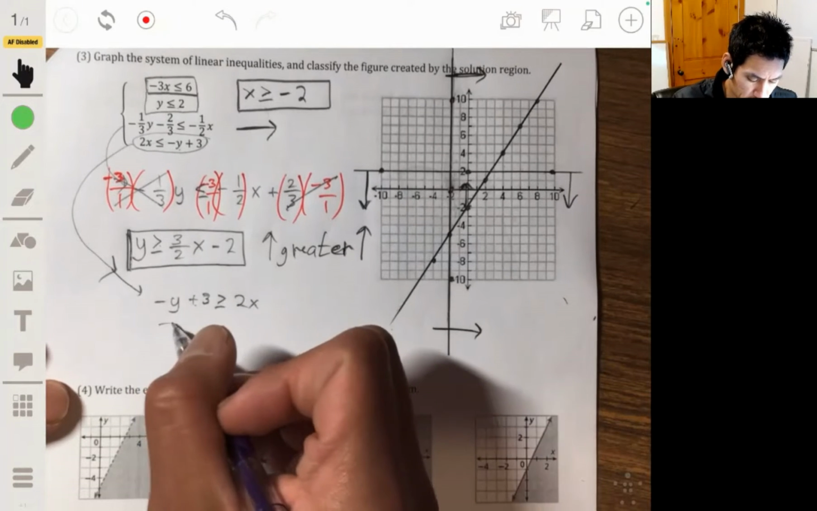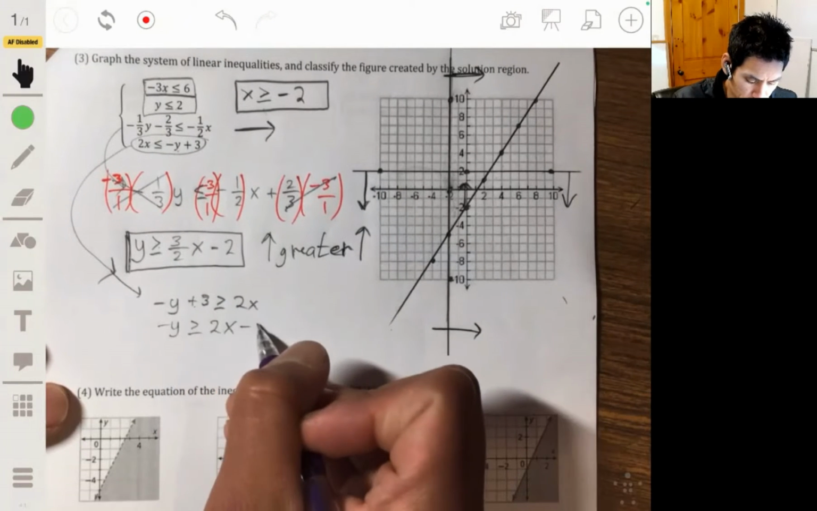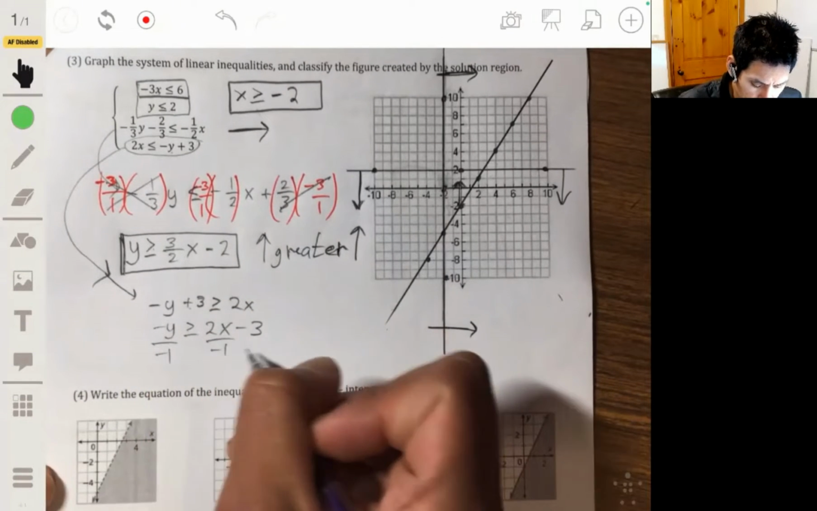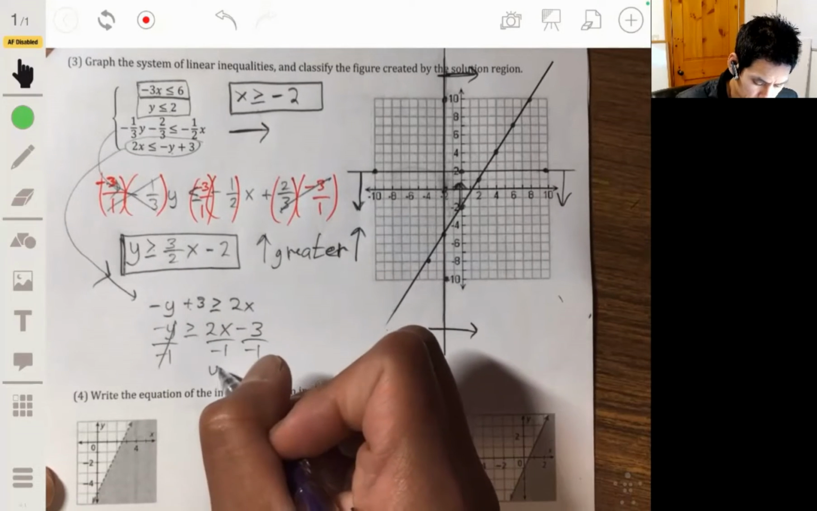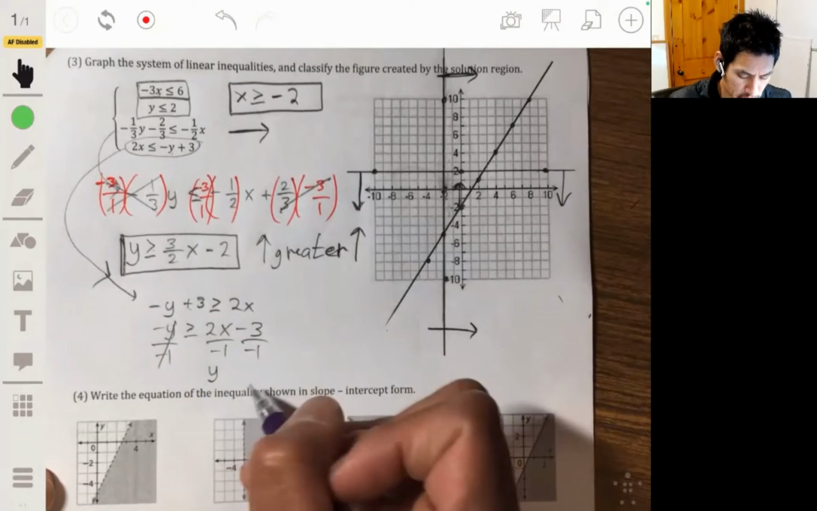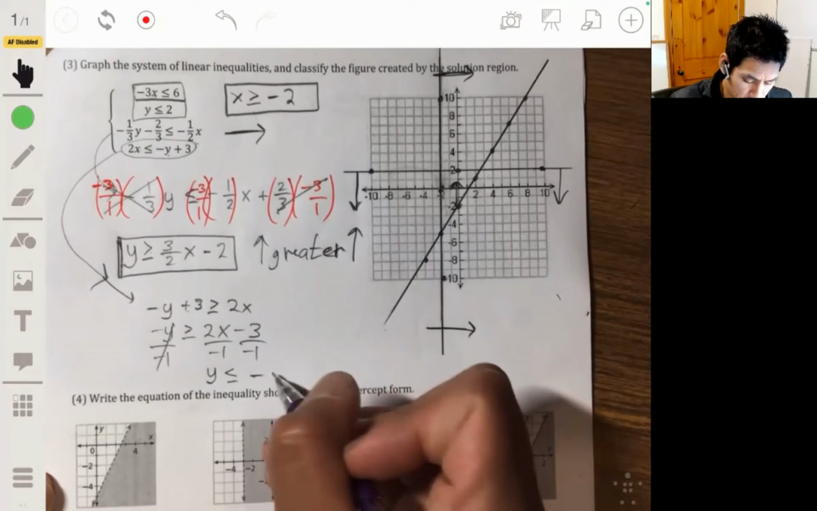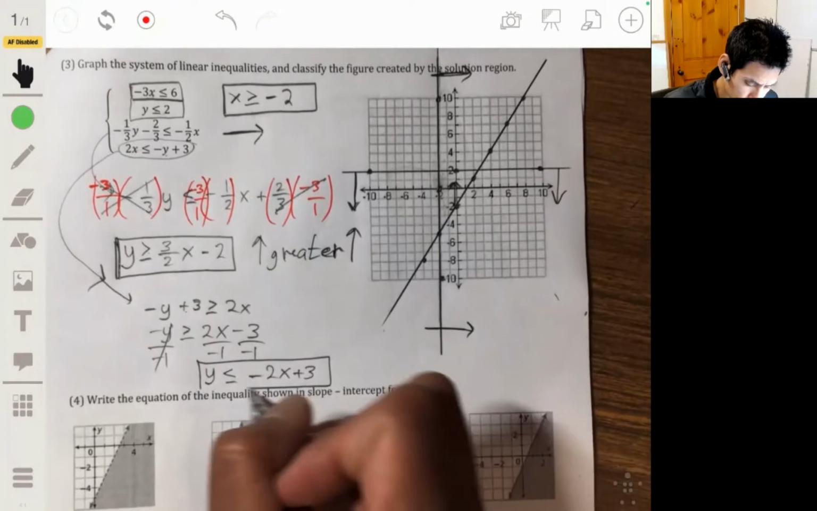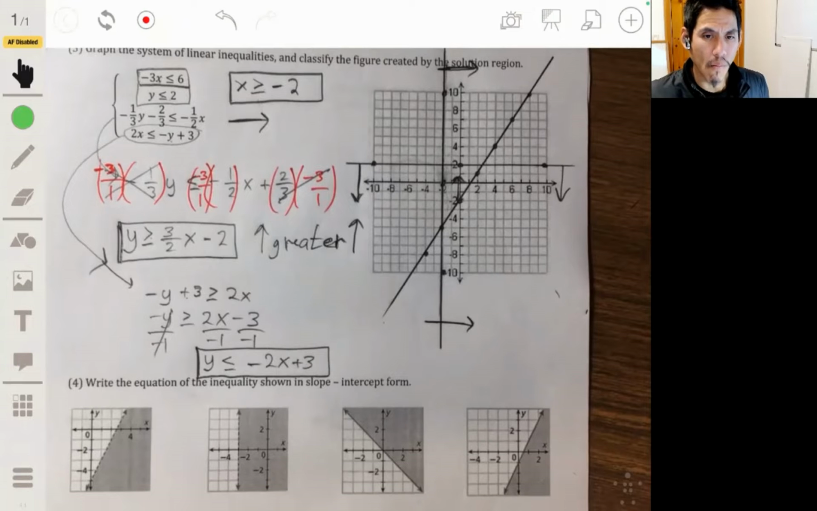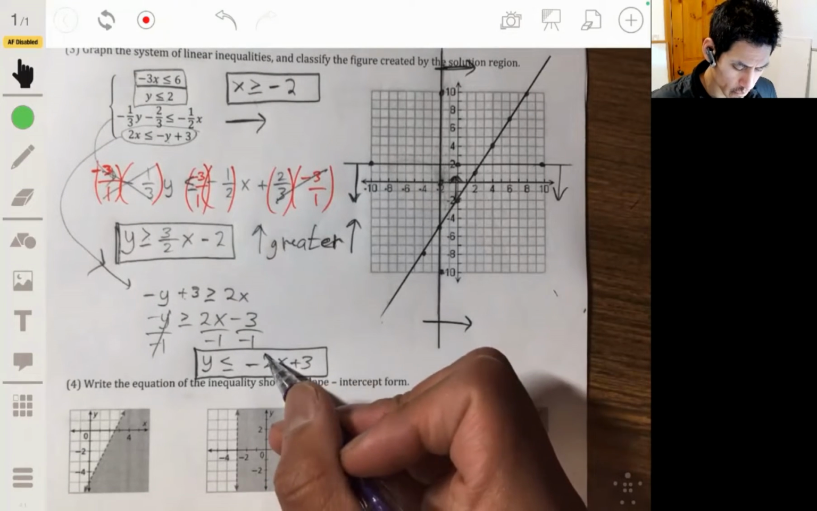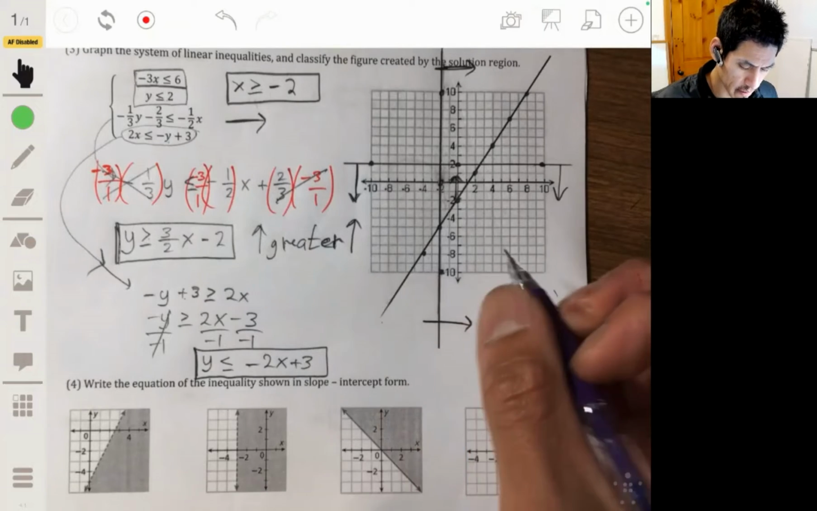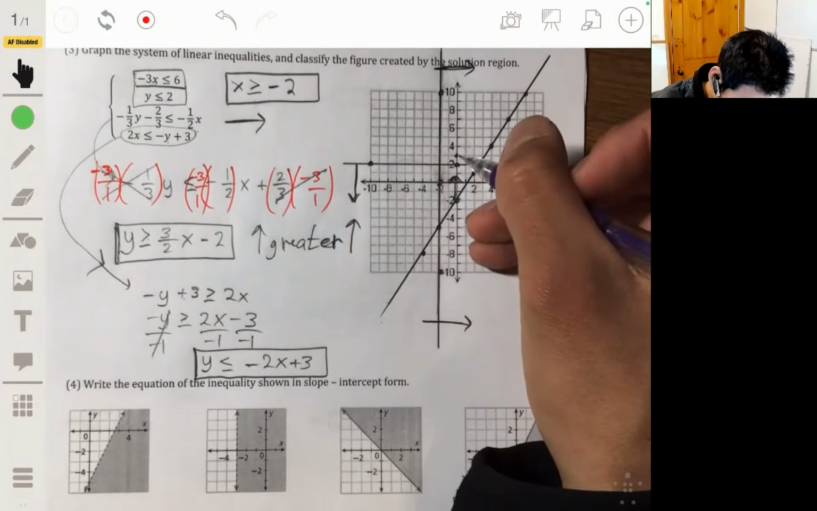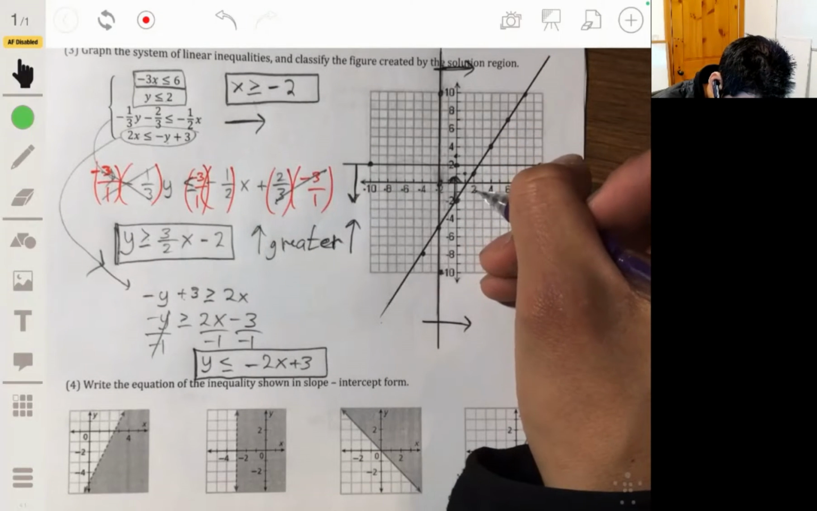Then we take away 3, so we get -y is greater than or equal to 2x minus 3. And then let's divide everything by -1. So we get y is, and we switch the direction, y is less than or equal to -2x plus 3. So y-intercept is 3. Slope of -2. Down 2 to the right 1.